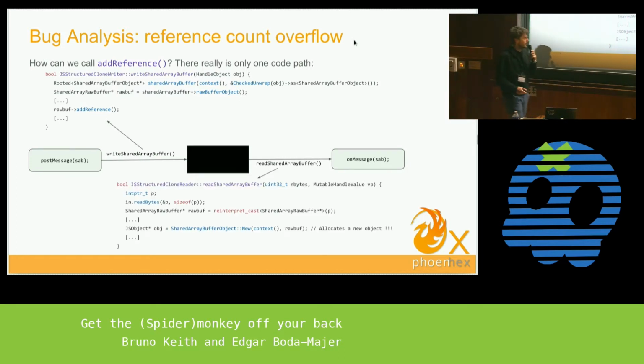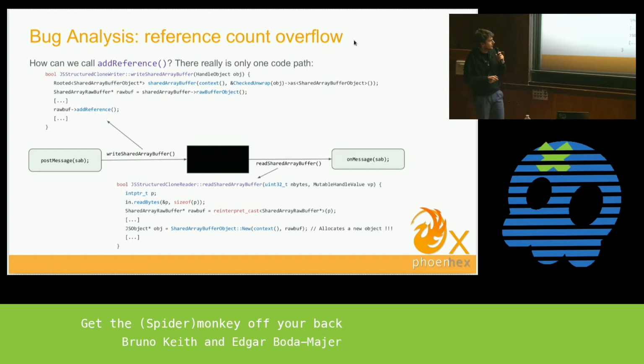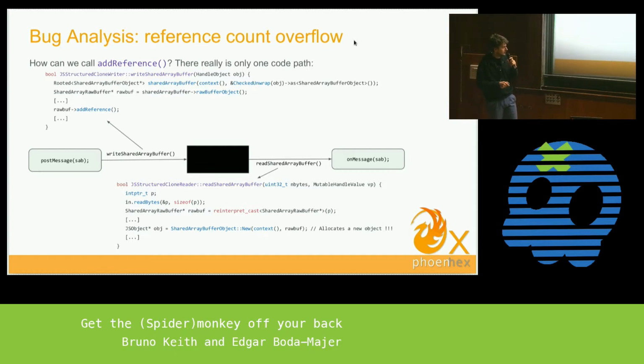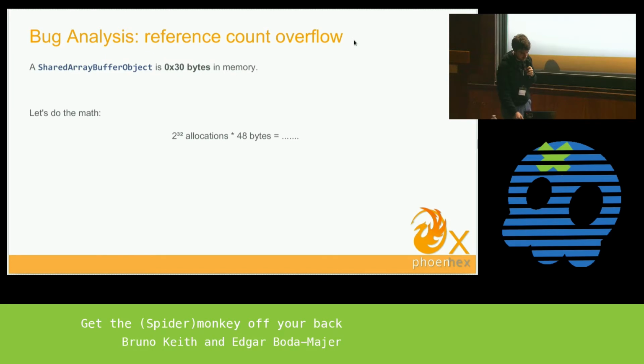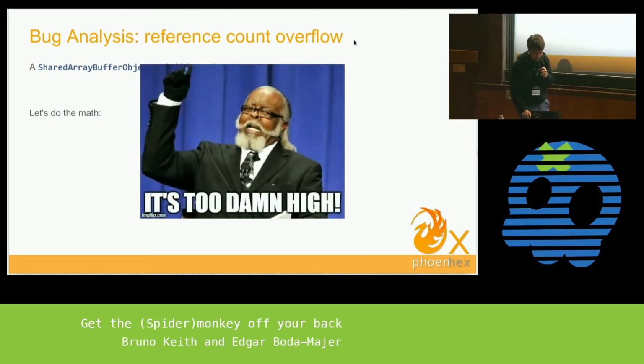And if you check the code of the read shared array buffer, you can see down here that it will read in the serialized data, and then down here it will in fact allocate a new shared array buffer object. These two are always linked together in the Firefox browser. You cannot call just this method without this one being called. So every time we call add reference, it will actually also allocate a new shared array buffer object. Normally this would not be a problem, but we need to call add reference 2 to the power 32 times, and the size of a shared array buffer object is 48 bytes. If you do the math, you will find out you would need 192 gigabytes of memory to overflow the ref count. And well, that's just too damn high.